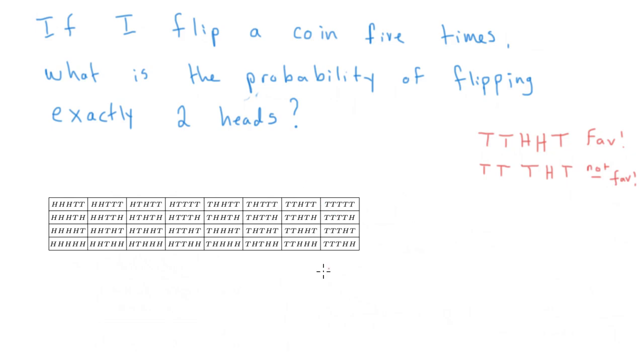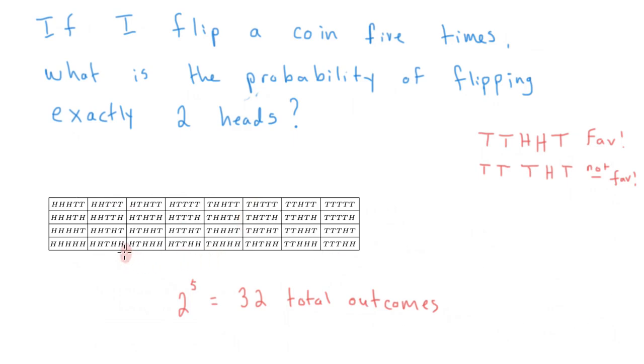So there are a total of 32. So that's 2 to the 5th. Okay, so 2 to the 5th is 2 times 2 times 2 times 2 times 2. 32 total outcomes in our sample space. And how many are favorable? So we're going to have to look.